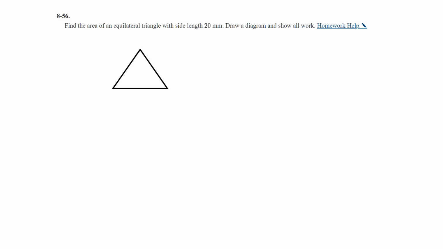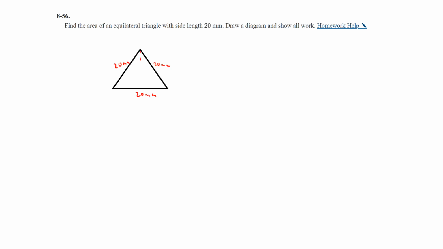Question 56. Find the area of an equilateral triangle with side length of 20 millimeters. Draw a diagram and show your work. So here's the equilateral triangle. We're going to say this is 20 millimeters on all sides. And we're trying to figure out what the area is.